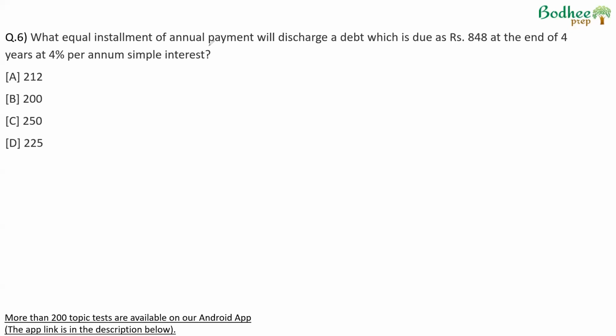What equal installment of annual payment will discharge a debt which is due as rupees 848 at the end of 4 years? So start of time, t is equal to 0. Year 1 ends, t is equal to 1. Year 2 ends, t is equal to 2. Year 3 ends, t is equal to 3. Year 4 ends. At this point, amount due is 848. Suppose a payment of x is made after each year.